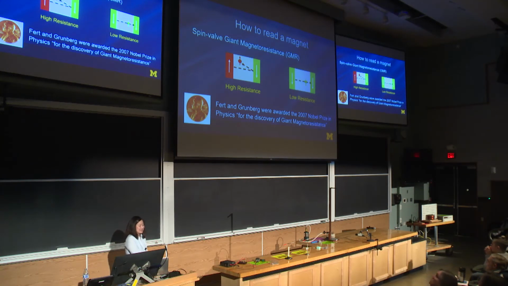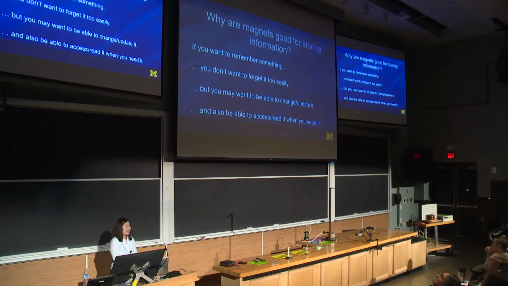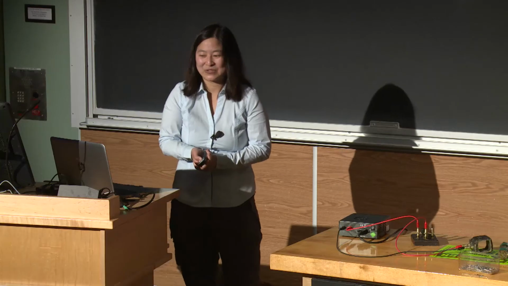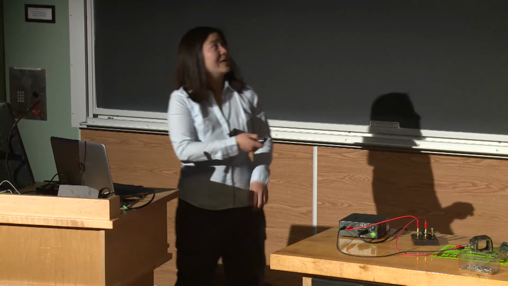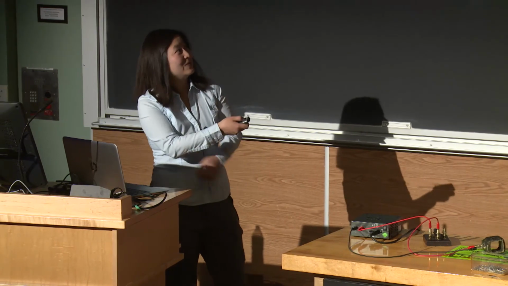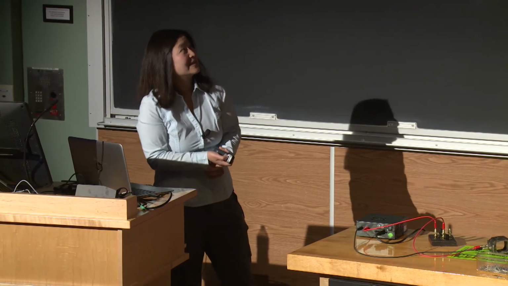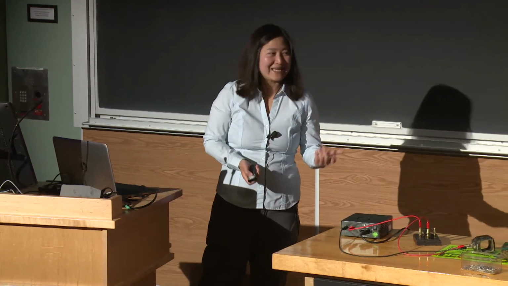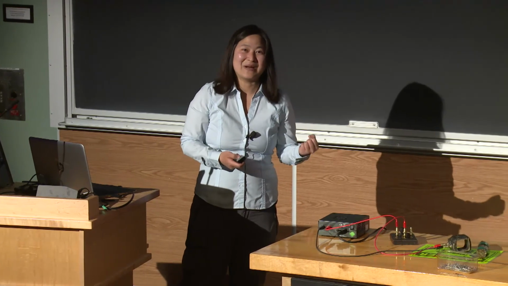And so this discovery was recognized with the 2007 Nobel Prize to Fert and Grünberg for their discovery of giant magnetoresistance. So to summarize, why are magnets good for storing information? Well, they are able to accomplish all of these components. They don't forget too easily unless you heat them up really hot.